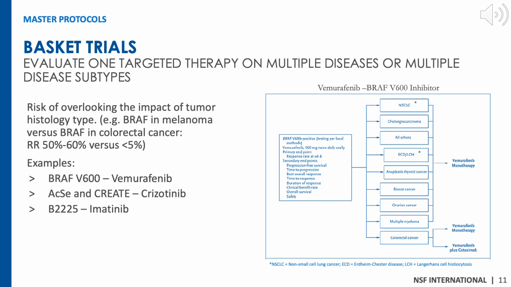While using basket trial design, the potential risk of overlooking the impact of tumor histology type should be taken into consideration, as tumor responses could be different for different tumor types, although targeting the same mutation. For example, vemurafenib, an oral BRAF inhibitor, has pronounced activity in patients with metastatic melanoma, but its activity in patients with metastatic colorectal cancer is only about 5%.